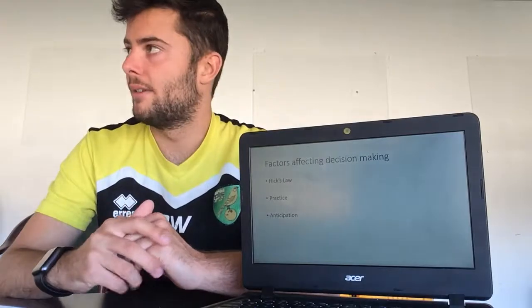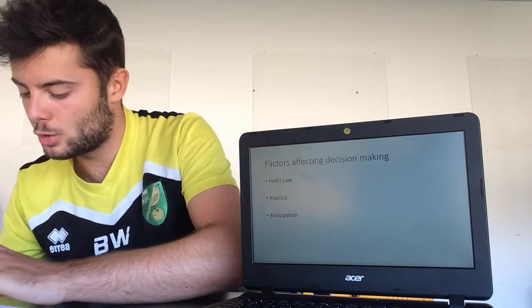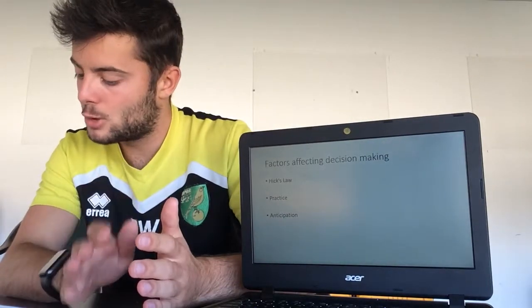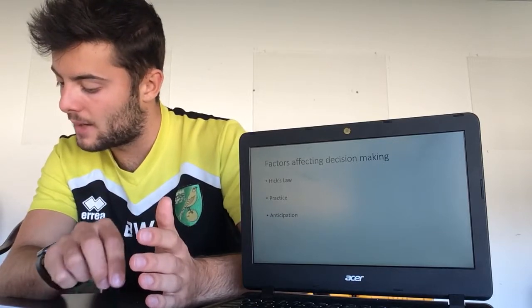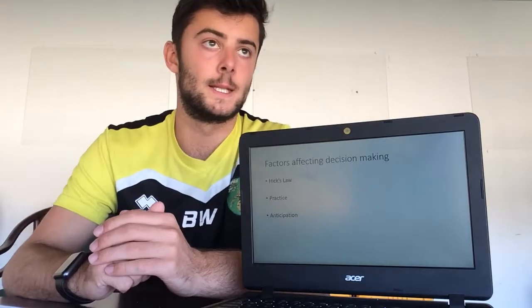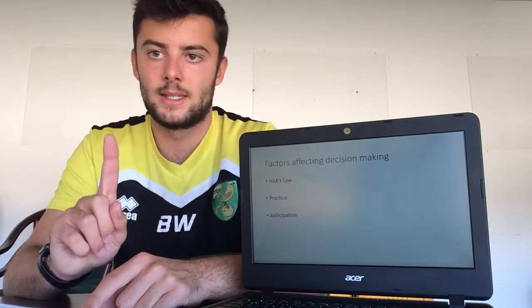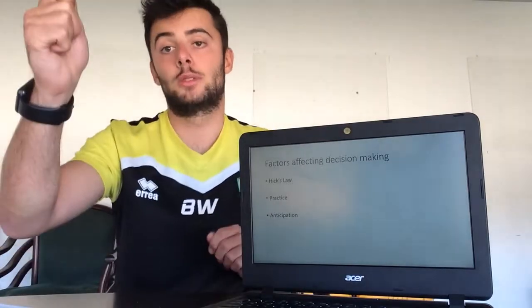Now on to factors affecting decision making. So first we're going to talk about Hick's law. It's the time it takes for a person to make a decision based on the possible choices he or she has at that time when they need to make the decision. So an example of this could be a 100-metre runner. They only have to listen to one thing to make the decision of when to run at the start, and that's the starter's gun, bang, they're up. So their reaction time's quicker.